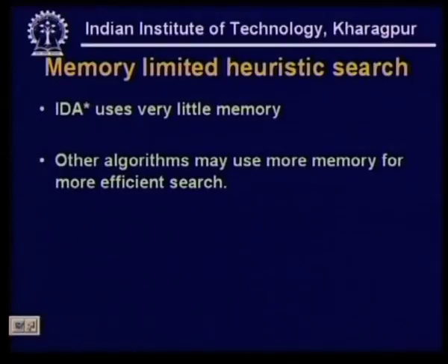Now, IDA star uses very little memory. It only uses linear memory and it may expand up to n square nodes if A star expands n nodes. Now, the idea of memory limited heuristic search algorithms is to use the available memory optimally, so as to have a more efficient algorithm which reduces node expansion. Several such algorithms have been proposed and we will briefly mention these algorithms.